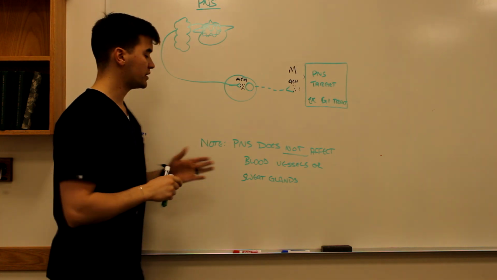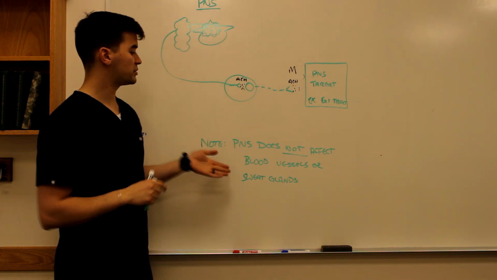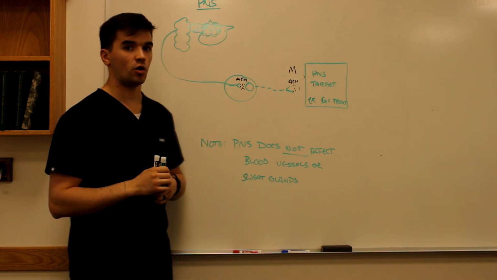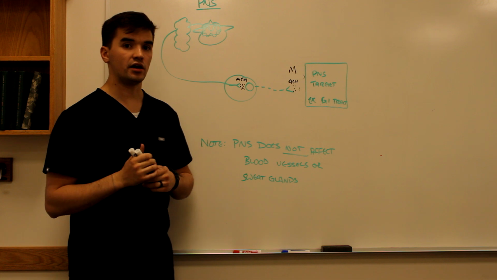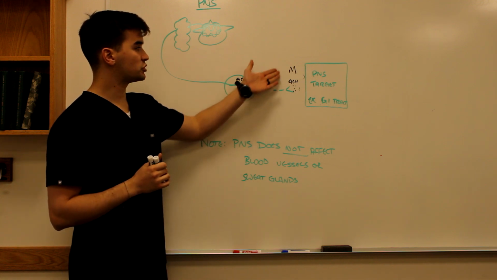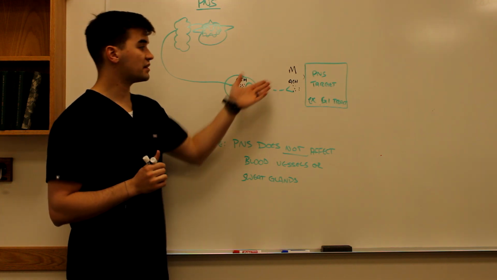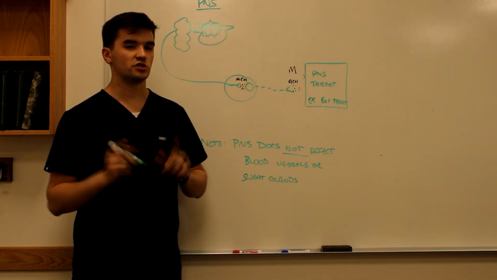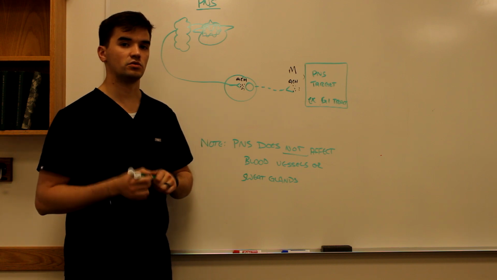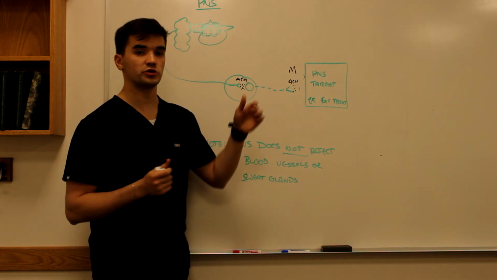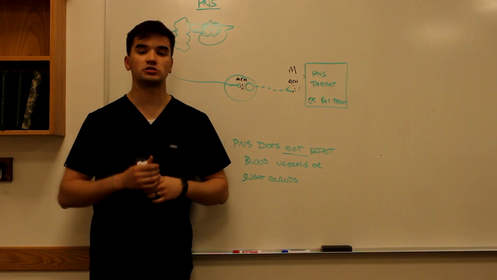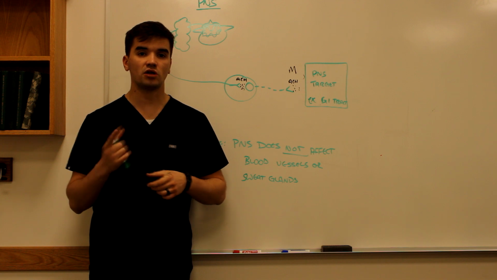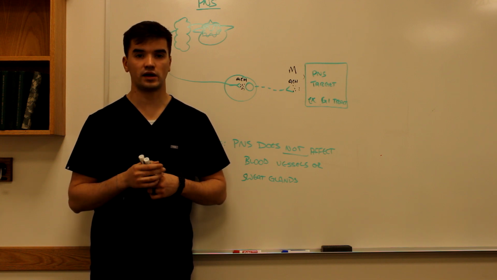Now, here's an important point. Note that the PNS, or the parasympathetic nervous system, does not affect blood vessels or sweat glands. Only the sympathetic nervous system will. But understand, too, that anything that will trigger muscarinic receptors will also trigger sweat glands. So, though not directly related to increased sweating, you could release a neurotransmitter that affects M1 receptors, which not only improves the function of our GI tract, but also can trigger increased sweat.